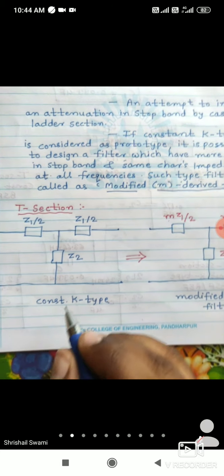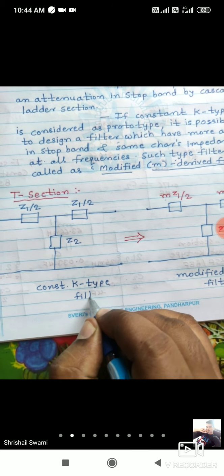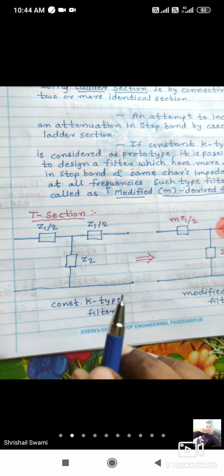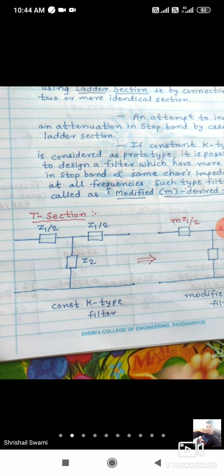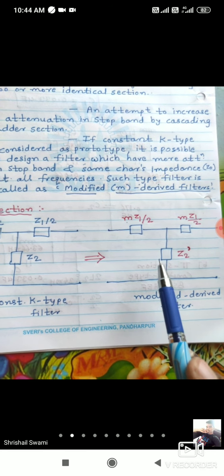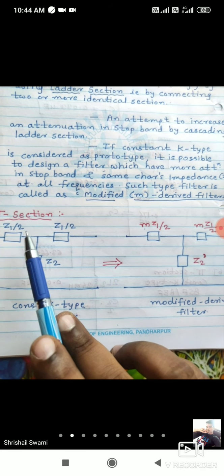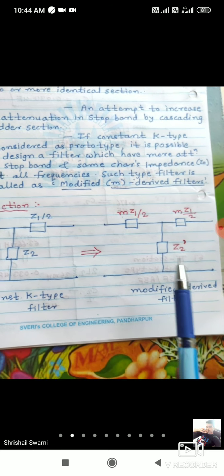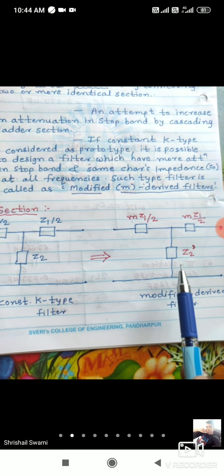I will write constant K type filter, any filter. It may be low pass, it may be high pass, it may be band pass, it may be band stop. But we are focusing on low pass filter and high pass filter. So as the T section is original, what type of modification are we doing? Instead of Z1 by 2, it will come M into Z1 by 2. M is a constant. Similarly, Z2 is replaced by Z2 dash.